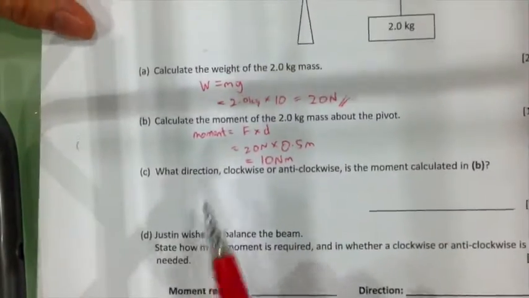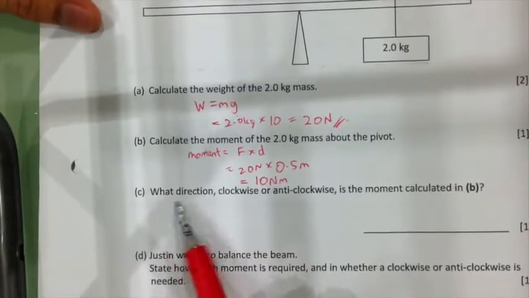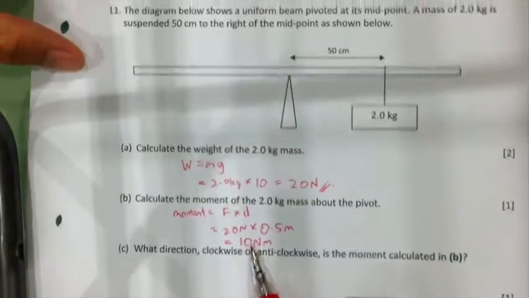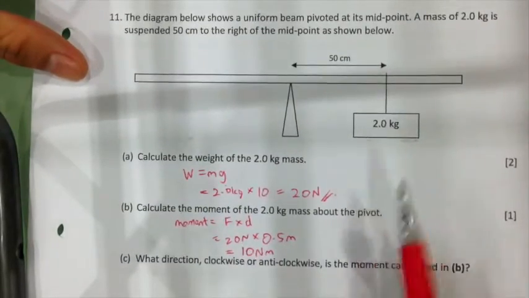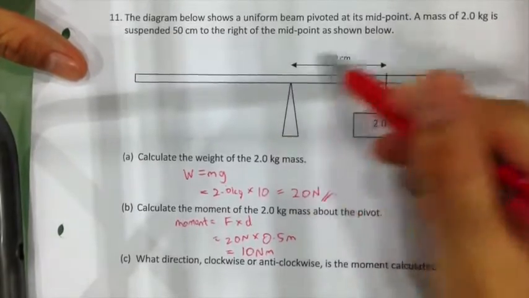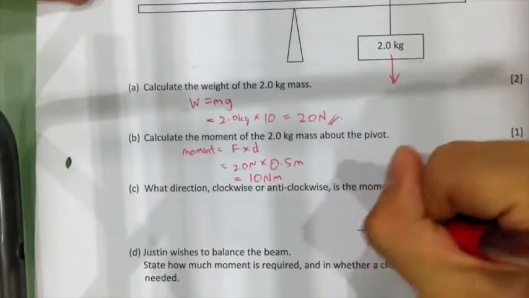Okay, last one. Okay, last second question. What direction, anti-clockwise or clockwise, is the moment in B? So here we look at this one. The force goes this way. Okay, it's a downward force along the pivot. So if it goes this direction, it is clockwise. So for this one, it's clockwise.